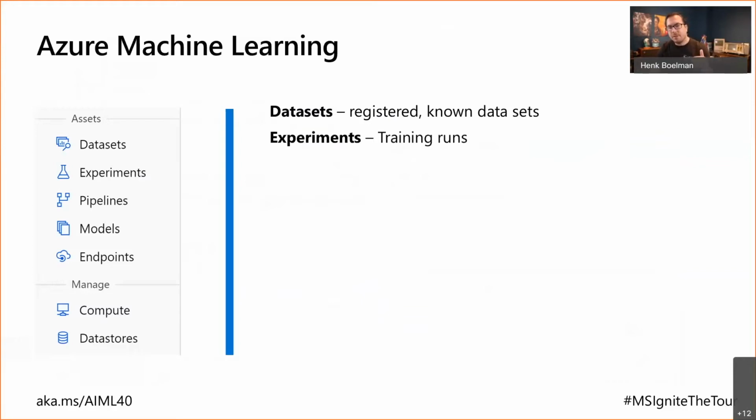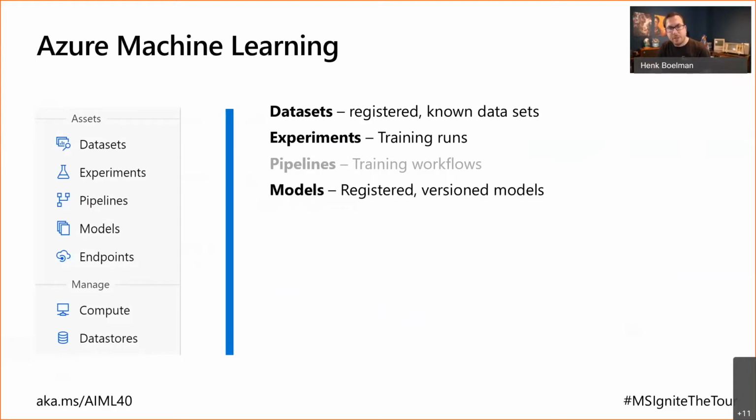Experiments. These ones keep track of our training runs. So we saw that we already submitted a run for our Azure ML automated machine learning job. All the logging can be found back under an experiment. Then there are pipelines. We're not going to dive into pipelines today, but they are training workflows. So you can create a bigger workflow of all kinds of different steps that are needed to train your model.